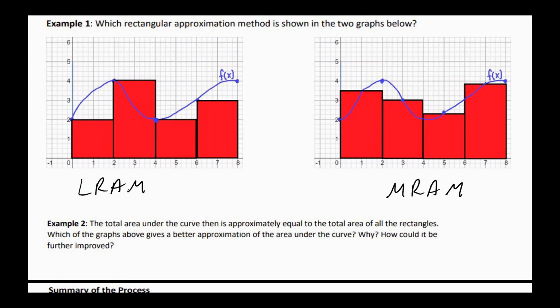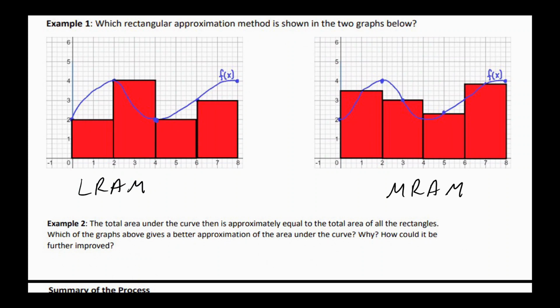So the question says, which one did a better job? Which one does a better job? LRAM on the left, they're both the same function. F of x is both the same. But which one does a better job, LRAM or RRAM, of approximating the area under the curve?